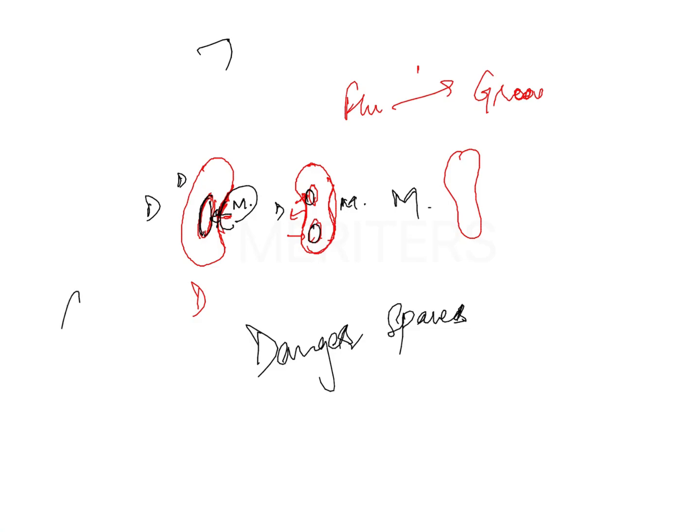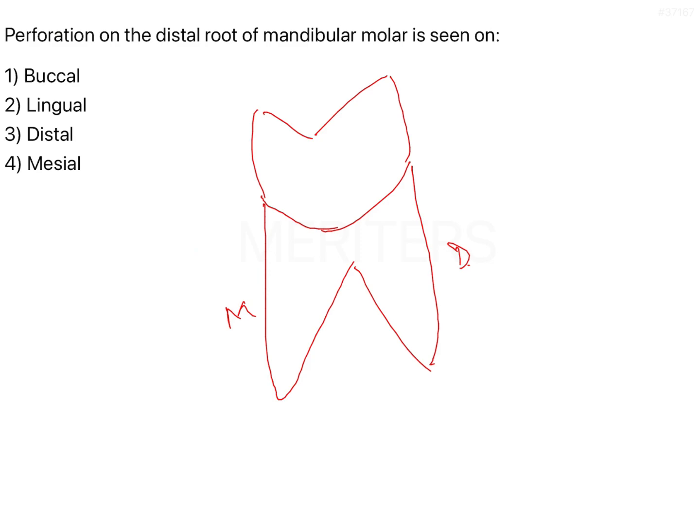In order to prevent that, we have what is called the anti-curvature filing, wherein you file against the curvature of the root. So if the root is curved this way, you file along the outer curvature, that is, you take it away from the furcation area or away from the center of the root. That is what is called anti-curvature filing.